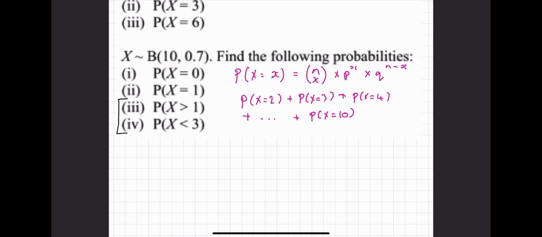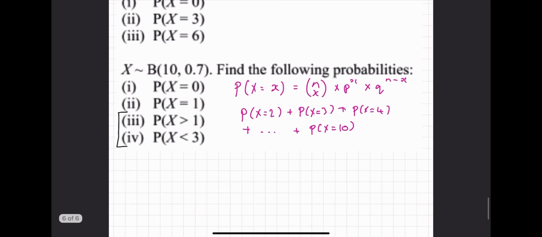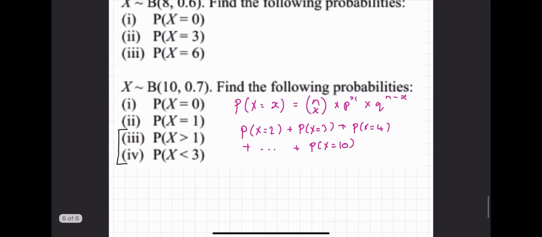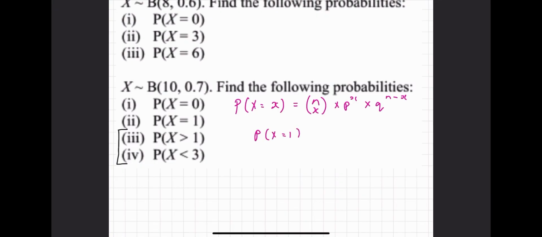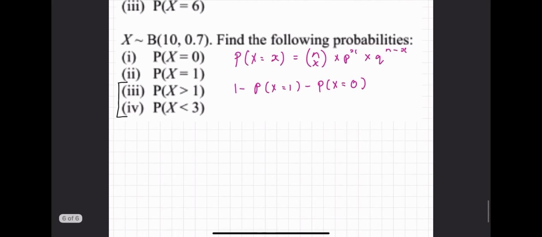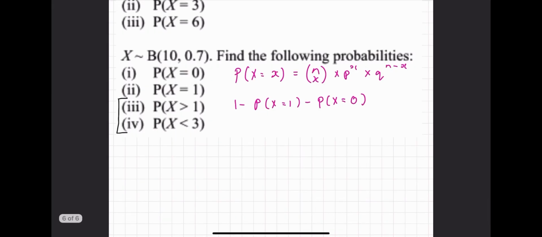We're not going to go all the way up to 10. That's going to take way too much time. What's a quicker way of doing this? X is greater than 1. What aren't we interested in? We're not interested in the probability of x equaling 1, and we're not interested in the probability that x equals 0. So a quicker way, you can just do 1 minus these probabilities and then take whatever's left. I think that would be a quicker method. I'm not going to answer this. If you want me to give you the answer, it will be in the comments if you want me to.